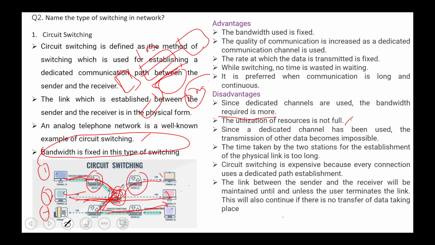Or you cannot use email. If you want to send an email while calling, it will not be possible. When your call is cut, then you can send the email to that person. The time taken by the two stations for the establishment of the physical link is too long, because if one user does not disconnect the call, or the bandwidth is not free at that particular time, you cannot connect that call. It will tell you that the person is on another call. Circuit switching is expensive, because every time you need a line here and here and here, so it will need more network in that case.